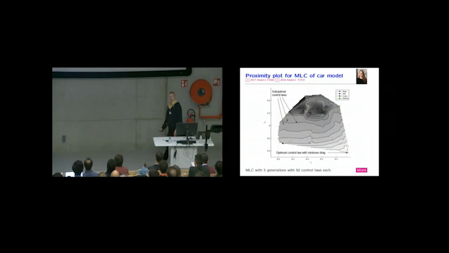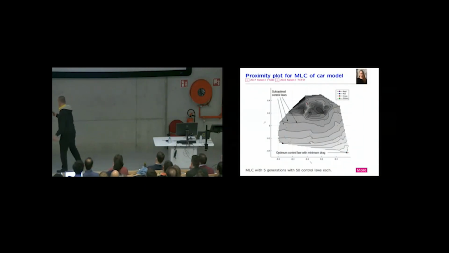Now, I've talked already about control landscapes. At some point, I will teach you what proximity maps are. Does anybody know what a proximity map is? Okay, so I will teach you something new. This is good. So what we do here, we do a proximity map of the controller.